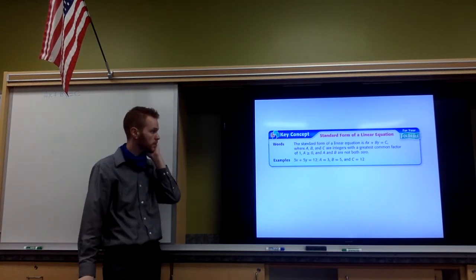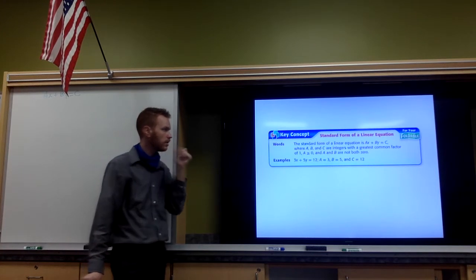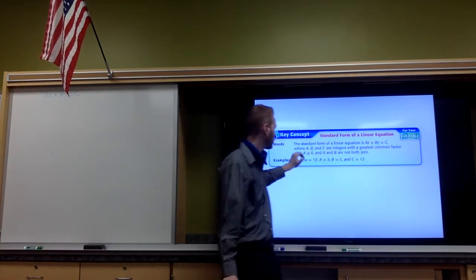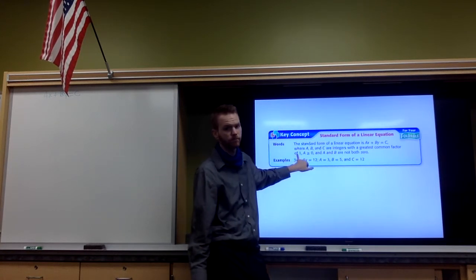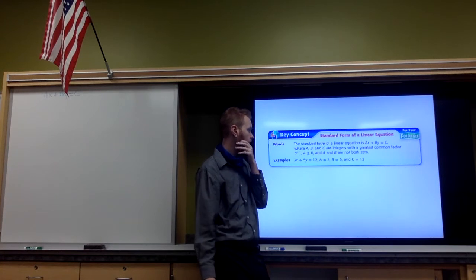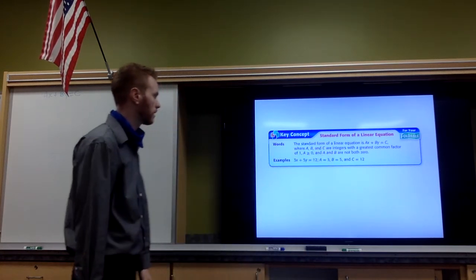So it's ax plus by equals c. A, b, and c are integers. And here's the important part. You can highlight it, underline it. The greatest common factor is 1. So for a, b, and c, the greatest common factor is 1. A and b cannot be 0. That's the other important thing.